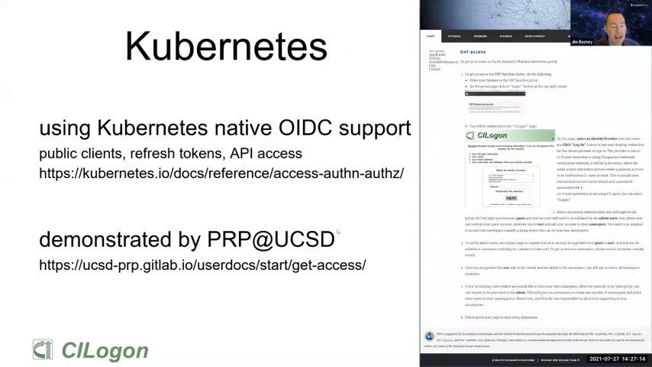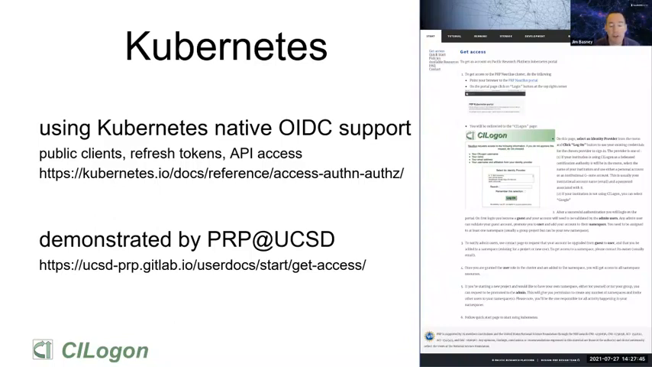And lastly, I just want to highlight the Kubernetes example, as part of the Pacific Research Platform out of UCSD. They've been really nice partners working with us to demonstrate how to connect CILogon into the OpenID Connect support that is provided by Kubernetes. As part of the native Kubernetes platform, Kubernetes is all about supporting containerized applications. And so in this case, it's containerized scientific applications.